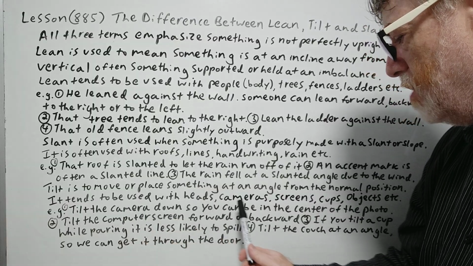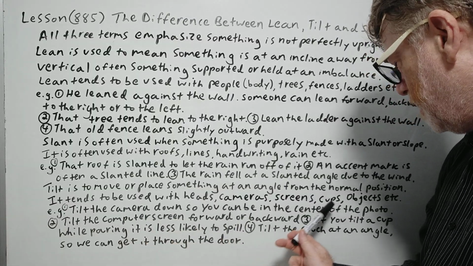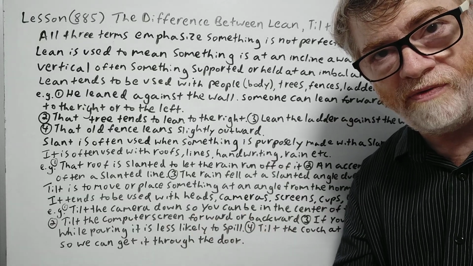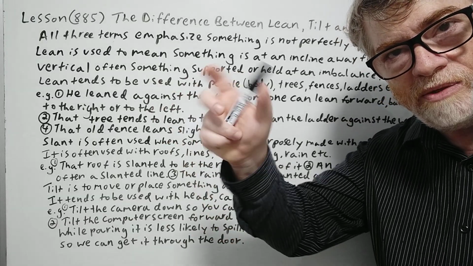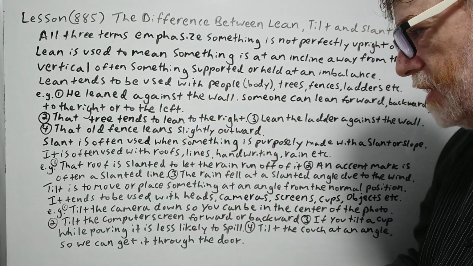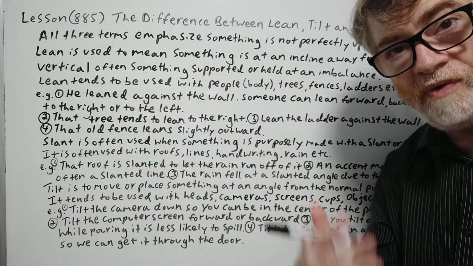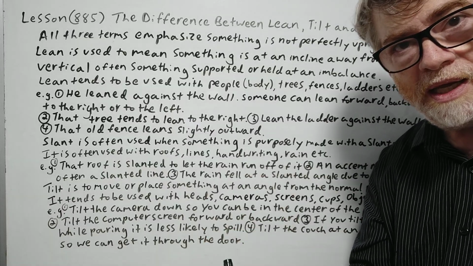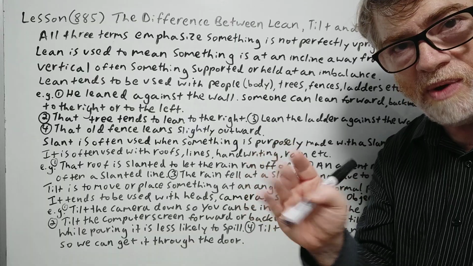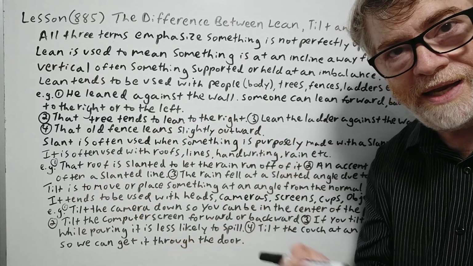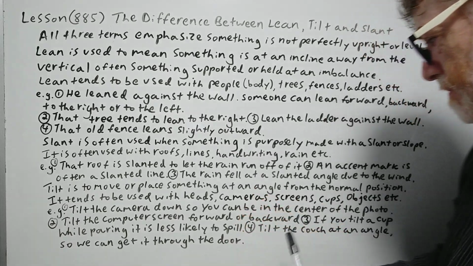And again, we have some examples to help clarify this. Tilt the camera down, so you can be in the center of the photo. So it's in our hands, so it's pretty easy to tilt it one way or the other. Tilt the computer screen forward or backward. Well, if you've ever talked to somebody online, and your image is not quite clear, they may tell you to tilt it backward or tilt it forward so that you're more centered.